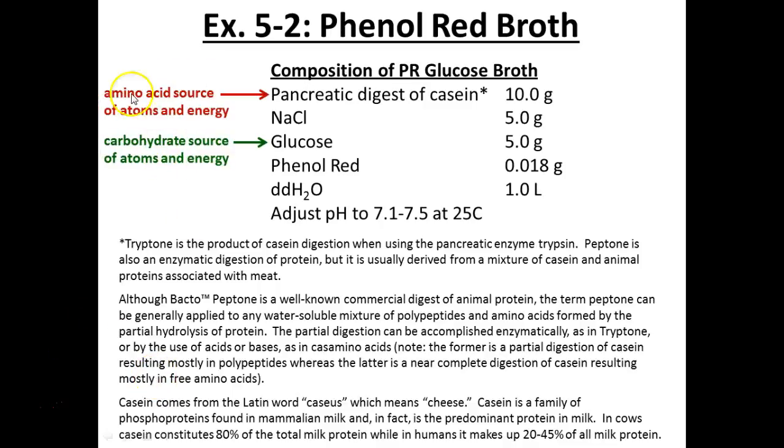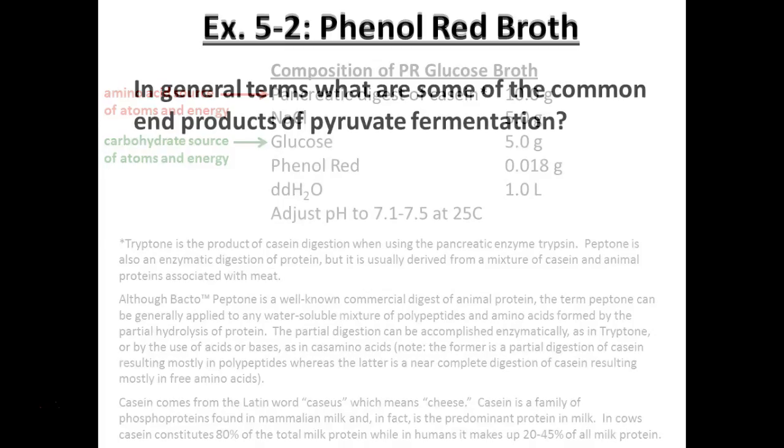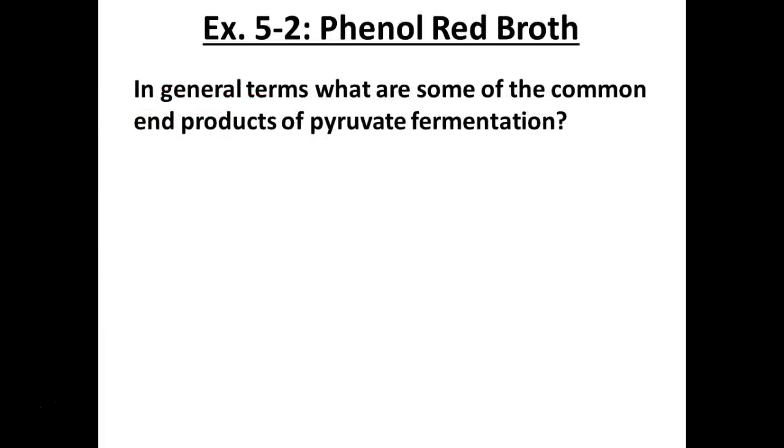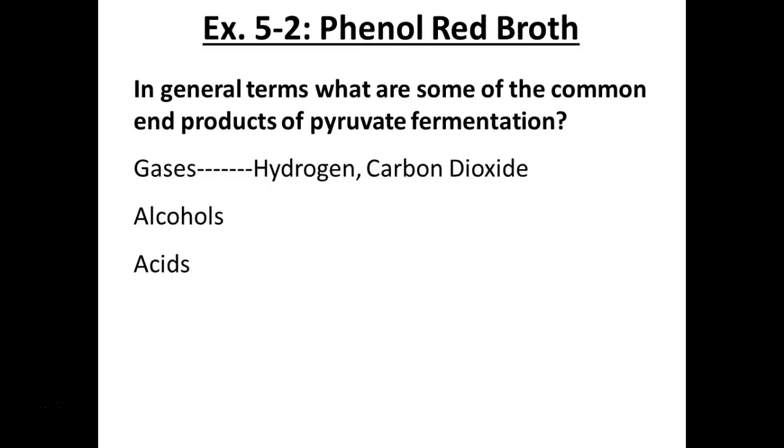So here's our amino acids, here's our carbohydrate. This is the choices they have, right? Protein or sugar. Pick one. In general terms, what are they going to usually do if they're going to break down a sugar? If they're going to ferment pyruvate, what are they going to make in general? Acids, gases, and alcohols.